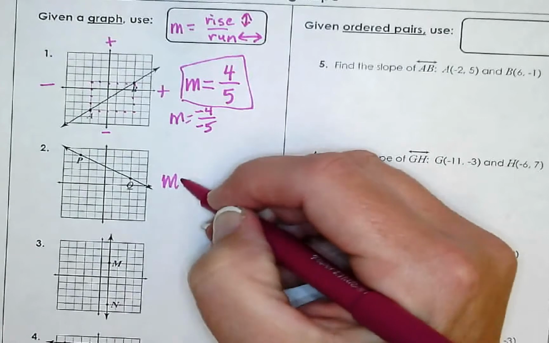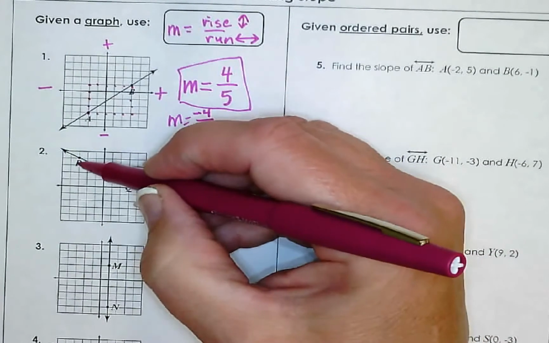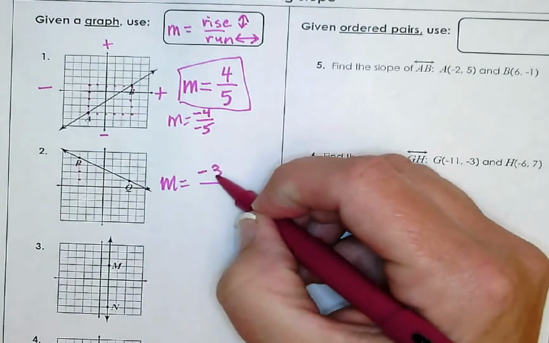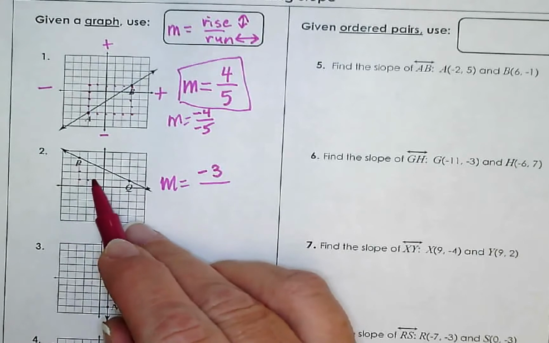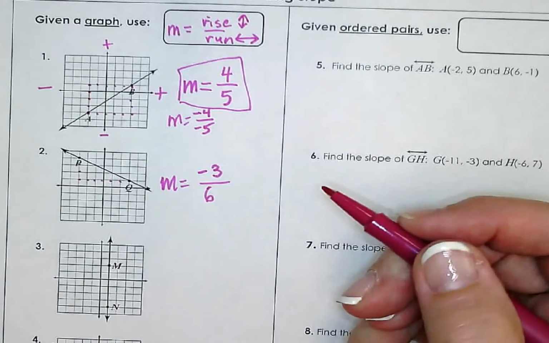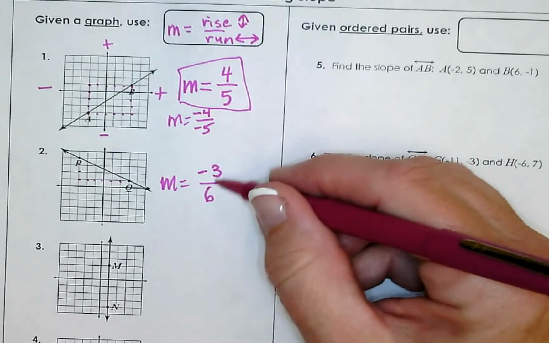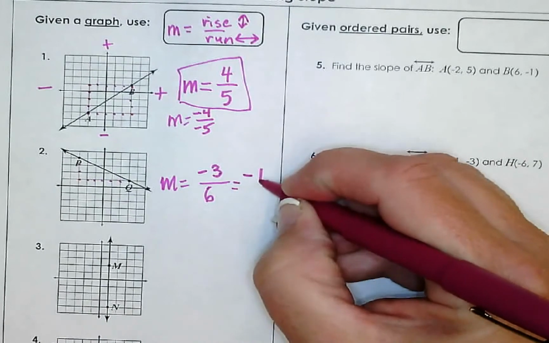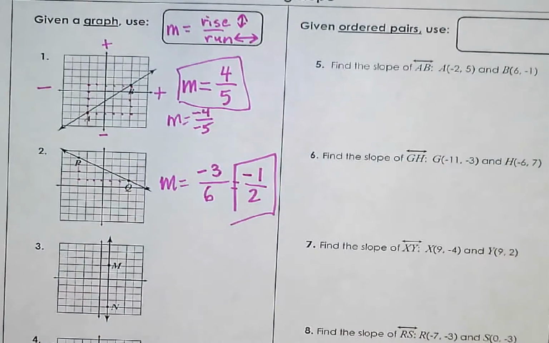From P to Q. I'm going to start at P. I always start on the left one, just habit. 1, 2, 3. So I went down, negative 3. Coming across now, you notice I just went down to where I can come across now. 1, 2, 3, 4, 5, 6. To the right is positive 6. So if I wanted to simplify that fraction, it's going to be negative because there's only one of them. 3 goes into there once, 3 goes into there twice, so that slope would be negative 1/2.